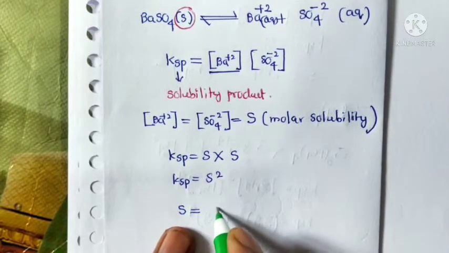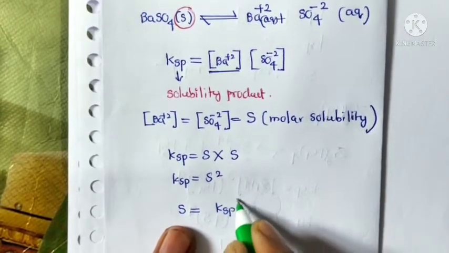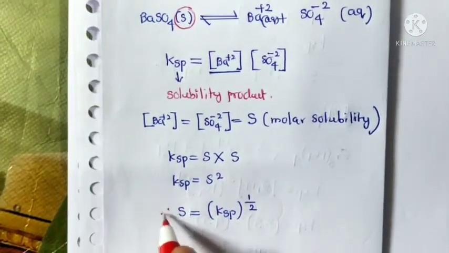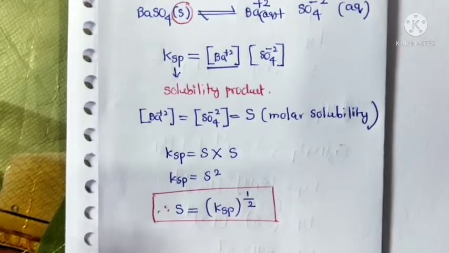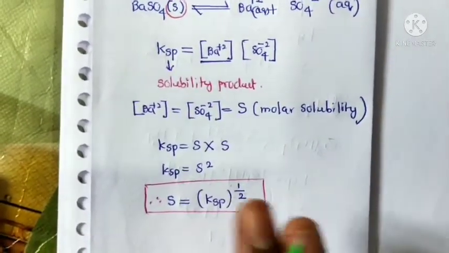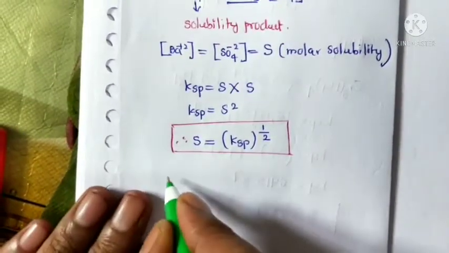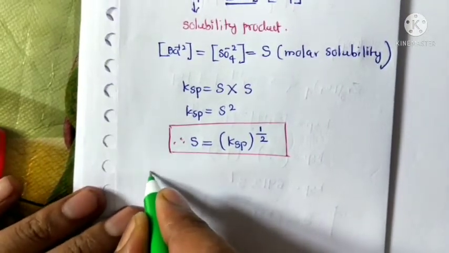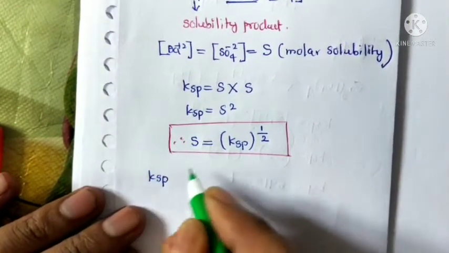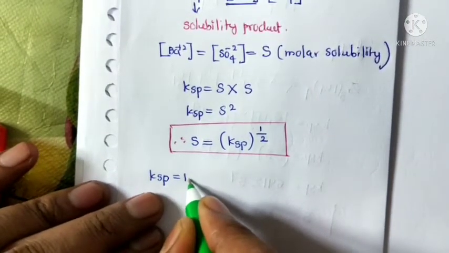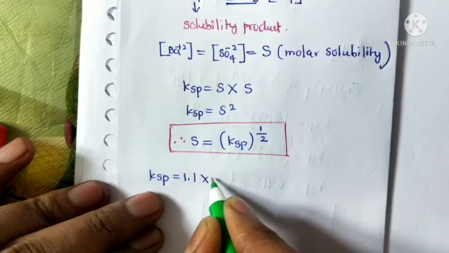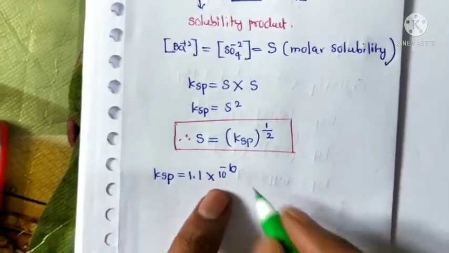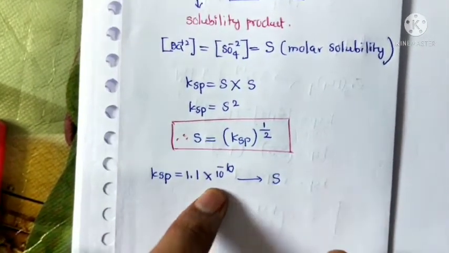So how much is it here? S equals KSP whole power 1 by 2. This is the solubility expression in your book. So let's take barium sulfate. The solubility product of barium sulfate, how much is found experimentally? 1.1 into 10 to the power of minus 10. Okay, so from this we can calculate the solubility of barium sulfate.